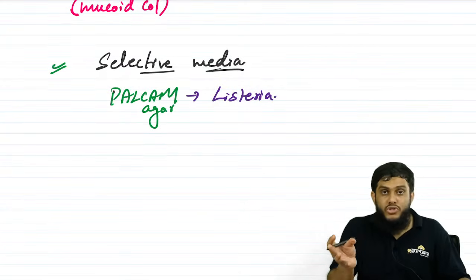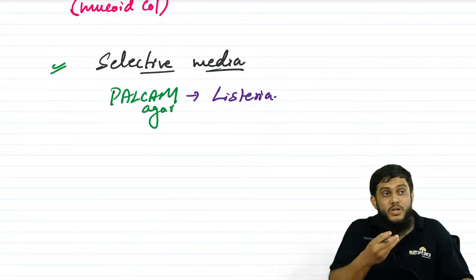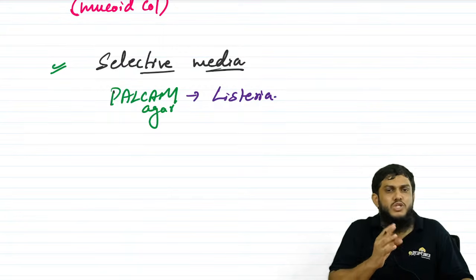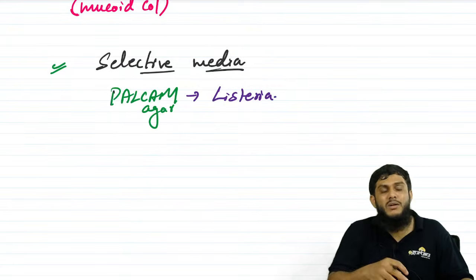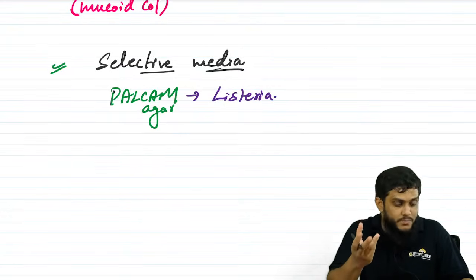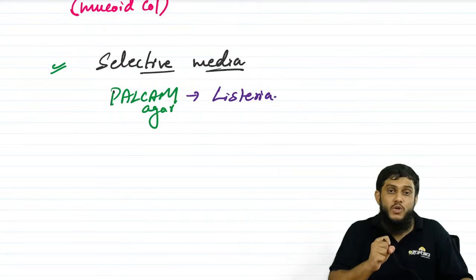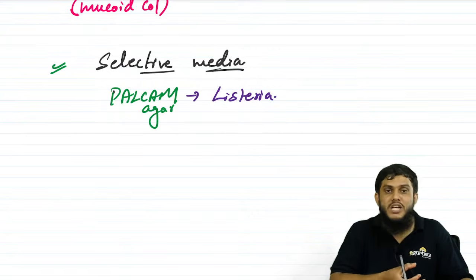So this is about gram positive. For the other two gram positives, like I said, Streptococcus agalactiae and Streptococcus pneumococcus, there is no selective media. Sometimes if you add crystal violet to the blood agar, it may act selective to Streptococcus, but still, the important selective media among gram-positives is Palcum agar for Listeria.